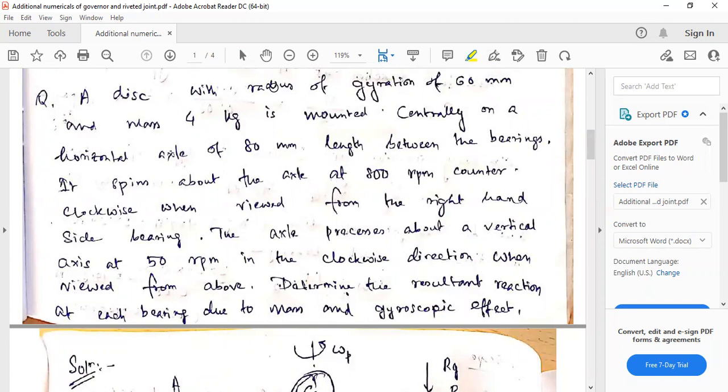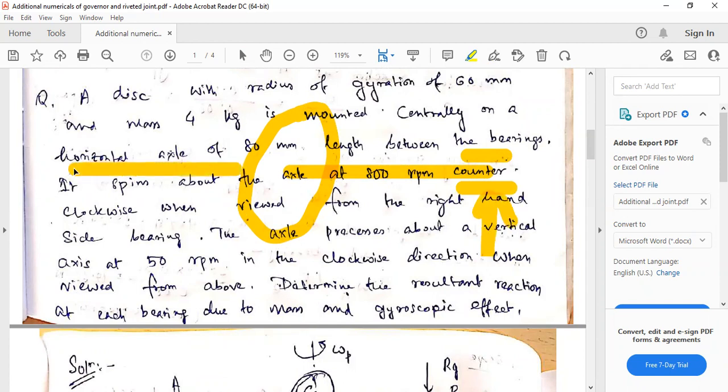A disc with radius of gyration of 60 mm and mass 4 kg is mounted centrally on a horizontal axle of 80 mm length between the bearings. Now in this case, we have a disc where it is put between bearings. So here this side also we have a bearing. A bearing is a support only. This kind of support is there, and the other side also is supported in a bearing. So this type of support is there, right? So what is said?